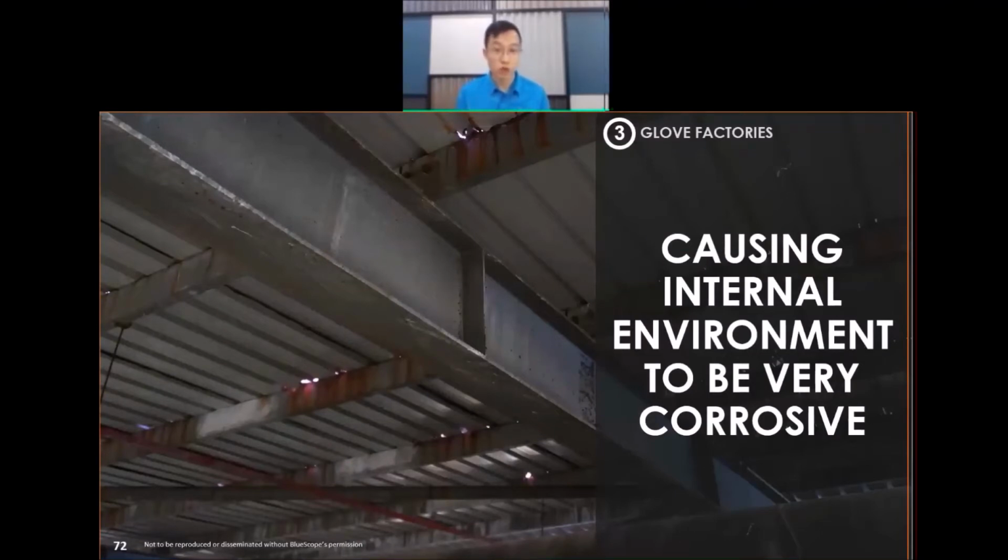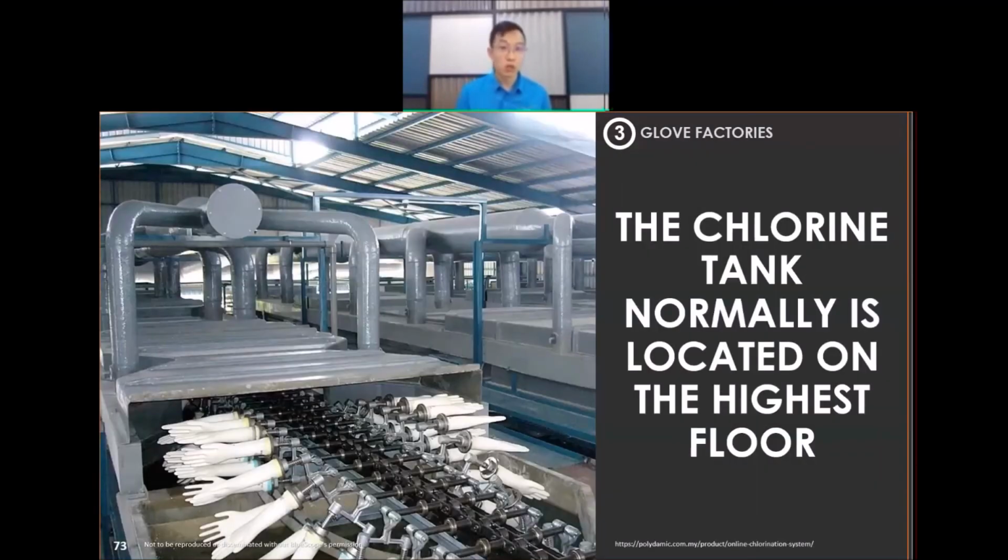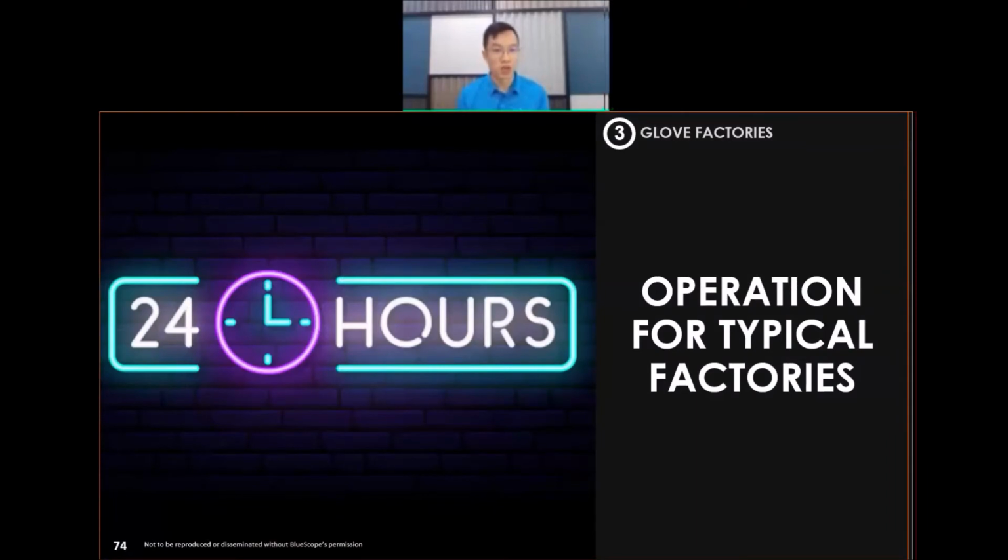Sometimes the exposure level could be harmful to the people working inside. Okay, so the chlorine tank itself is also normally located on the highest floor. So this will actually affect how the building performs. Okay, chlorine tank located on the highest floor, and it operates 24 hours normally.